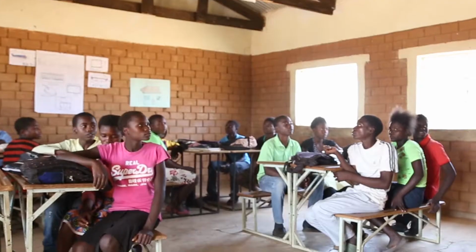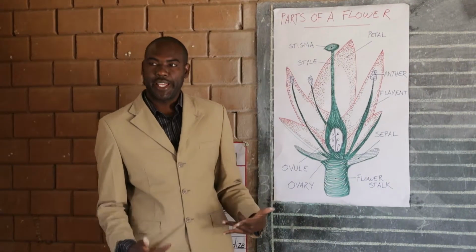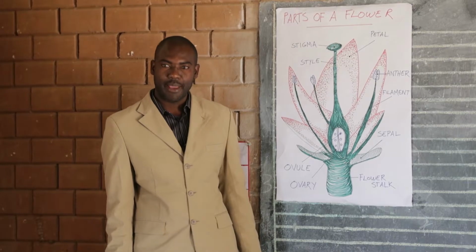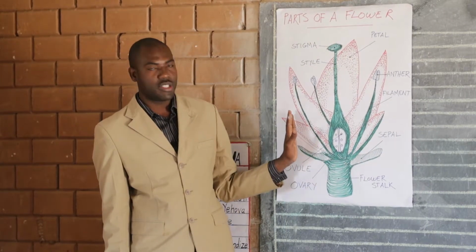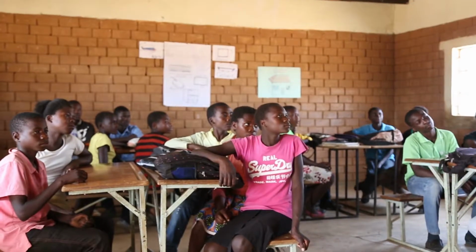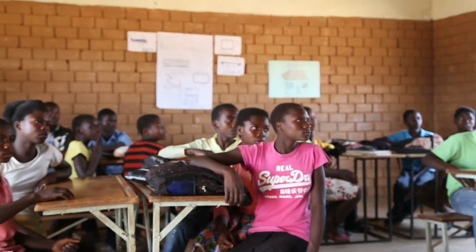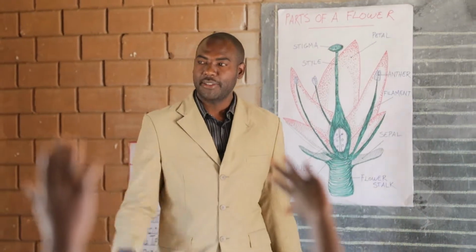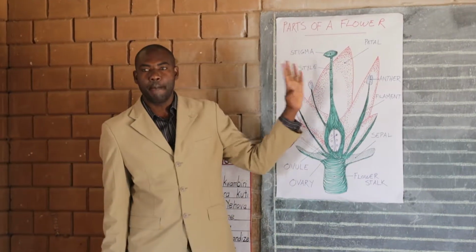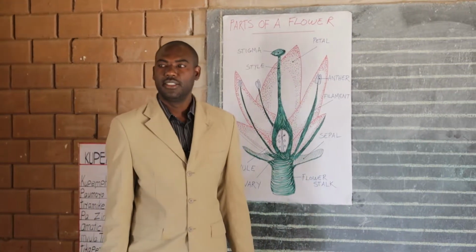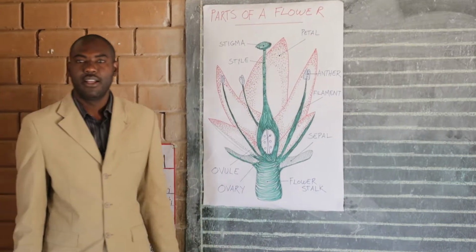Okay, we are going to look at a flower just to make a recap of what we learned last time. So I have a chart with me which shows a flower. But who remembers some parts of the flower? Who can tell us any other part of the flower that you remember? Yes, Betha? Filament. Okay. And what did we say were the male parts of the flower? Filament. Okay. And the female part of the flower?